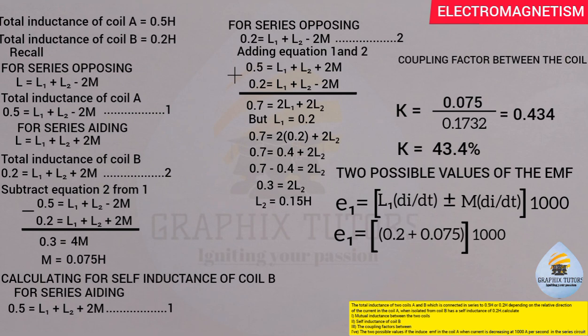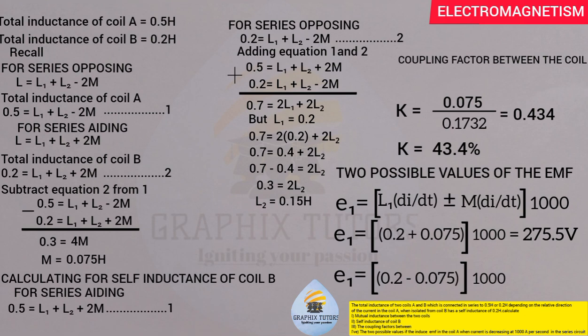So when you do that, you'll have 275 volts. Then when they are subtracting each other, we have E1 equals 0.2 minus 0.075, times 1000, and that gives us 125 volts. So these are the possible values of the induced EMF. Is that taken? So this is what we have here.